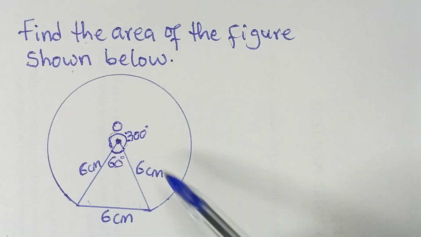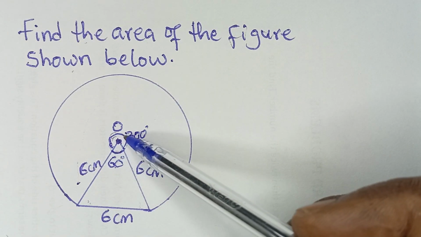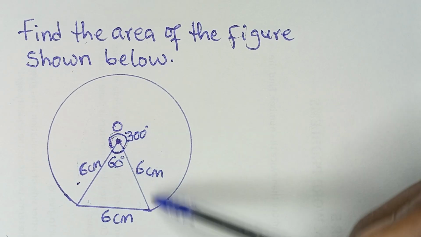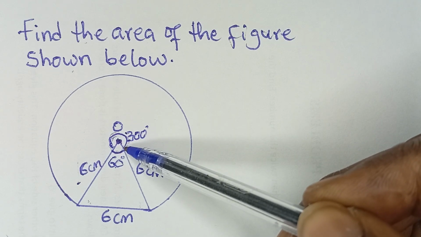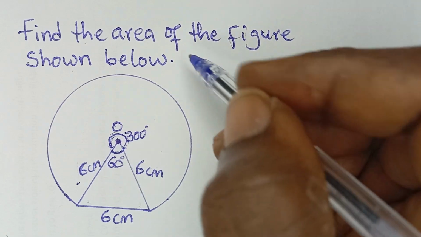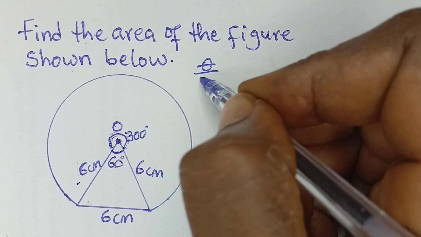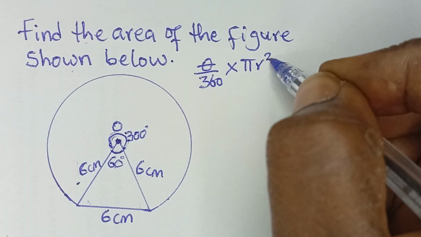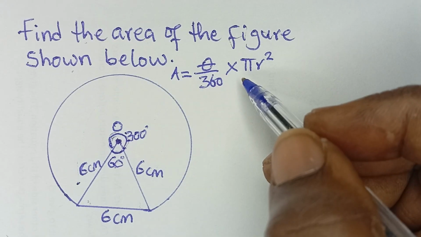Now, with that, we can find the area of this sector. Don't forget, this sector is now making an angle of 300. This is the sector starting from this portion here down to this portion. So the angle that this sector makes at the center of the circle is 300 degrees. The formula for the area of a sector is theta over 360 times pi r squared.